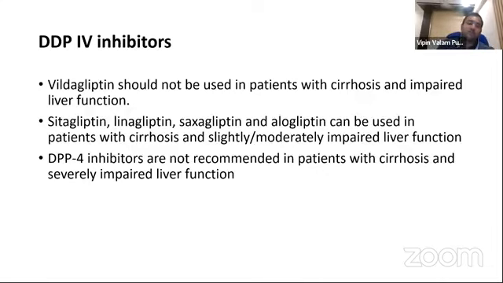Coming to the DPP-4 inhibitors, we know they are one of the safest agents to be used in patients with kidney disease, liver disease, heart disease, as well as the elderly population. There was a hot discussion regarding vildagliptin in liver disease. As per the guidelines, vildagliptin should not be used in patients with cirrhosis and impaired liver function. Sitagliptin, linagliptin, saxagliptin, and alogliptin can be used in patients with slightly or moderately impaired liver function, but in severe dysfunction you cannot use them. But there are data on linagliptin, that means Trajenta or Ondero, where linagliptin can be used in patients with severe liver dysfunction, with good glycemic efficacy, and it is not adding to any of the complications of liver disease.